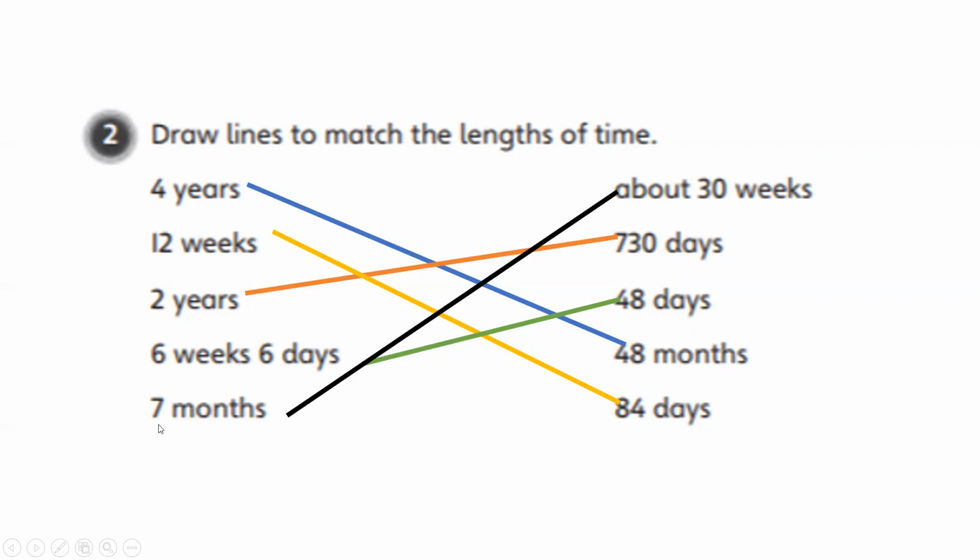Another way of thinking about that is that 6 months is half a year, and half a year is going to be half of 52 weeks because we know there's 52 weeks in a year. So half of 52 is 26 weeks. That sounds about right. So if 6 months is 26 weeks, then 7 months is going to be 4 more weeks roughly. So about 30 weeks works really well for this one.